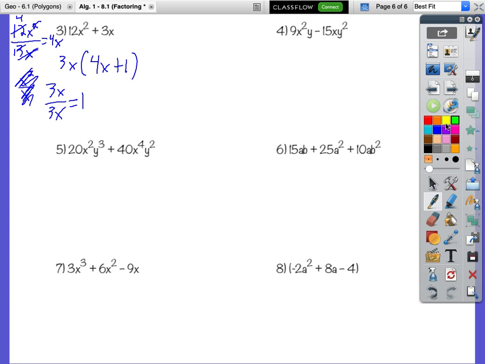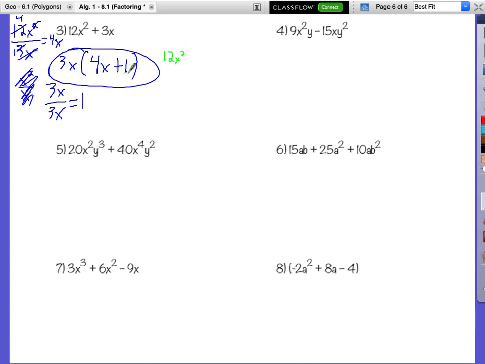When we distribute it back in, this would be our answer. First and foremost, this would be our answer. But if we wanted to check, we distribute it back in to make sure we got the same thing. 3x times 4x is 12x squared, and 3x times 1 is 3x. Whereas if we didn't have that 1, we wouldn't have the 3x anymore. So we have to include that 1. It doesn't just go away, because otherwise when we distribute, we'd get the wrong thing. Questions on number 3?